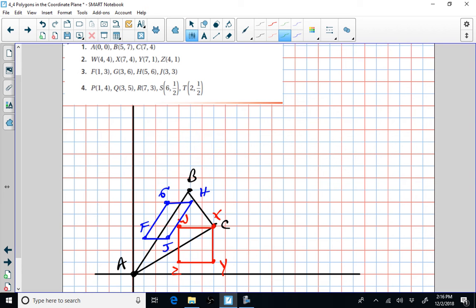We have a point at (1, 4). So we go over 1, up 4, put a point. Gonna label that P. We have a point at (3, 5). So it's over 3, up 5. Gonna label that Q. And then we have (7, 3), over 7, up 3, put a point, label that R. Then we have (6, 1/2). Over 6, up 1/2 would be located right here, and we're going to call that point S.